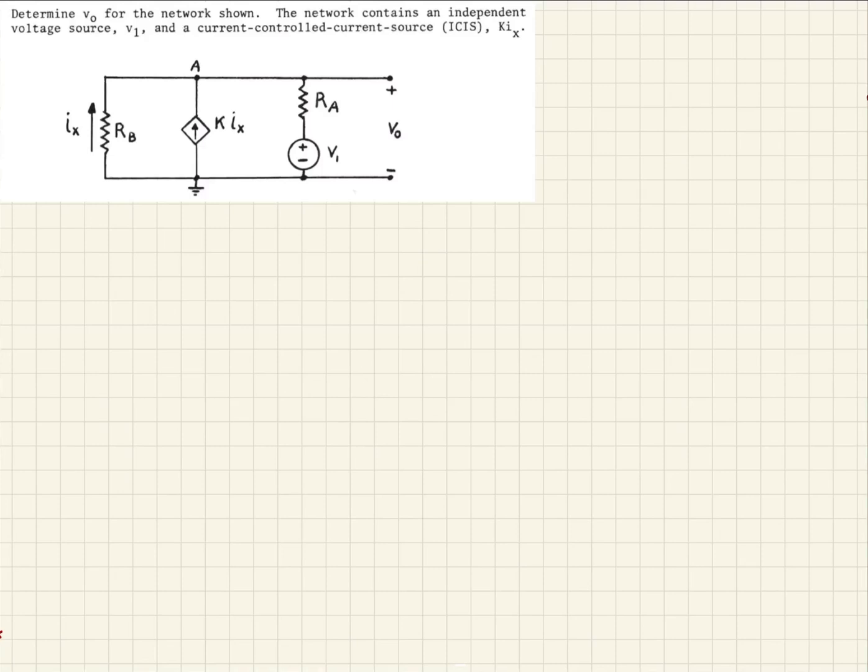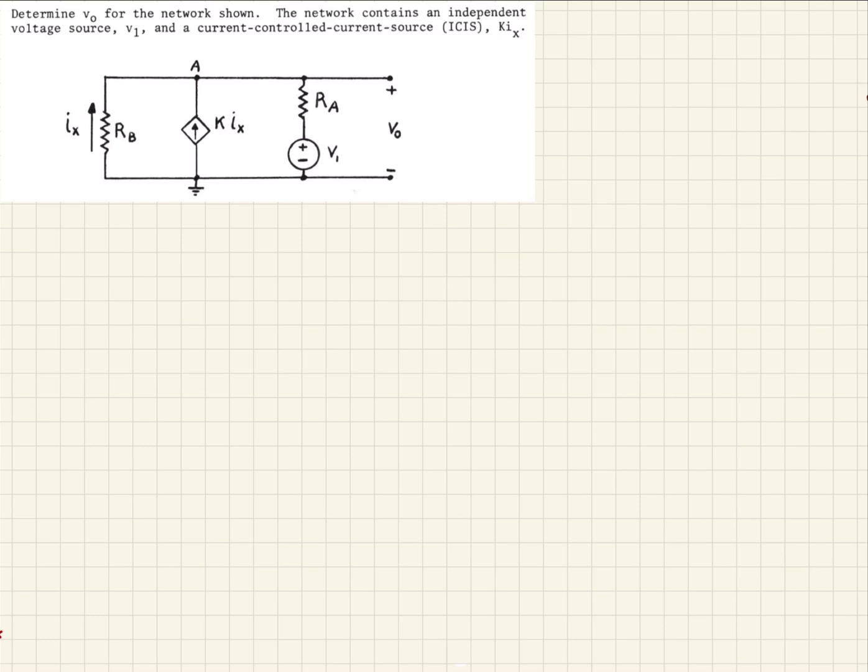So in this example, we're given a simple network, and here we have an independent voltage source, V1, but then we have a dependent current source, which is dependent on the current flowing in this branch, Ix, times some multiplier. So they're asking us to find V0 for the network shown. To do this, we're going to do some nodal analysis. So let's look at how this works.